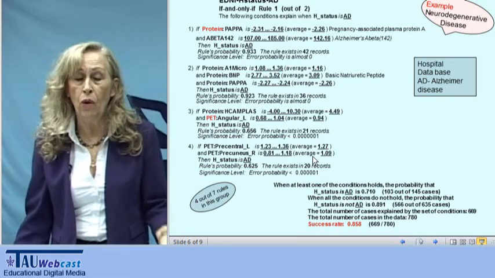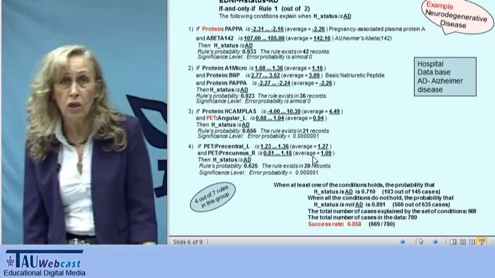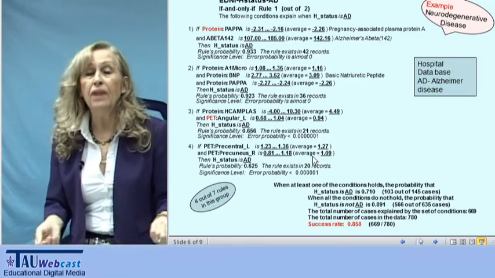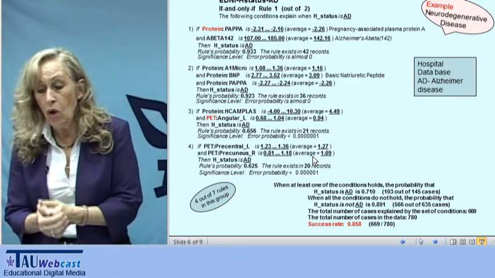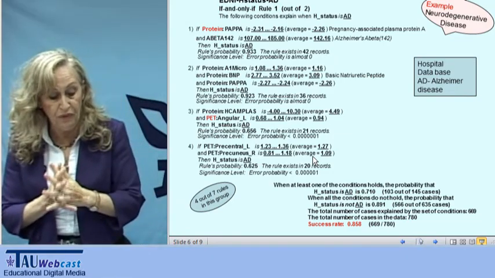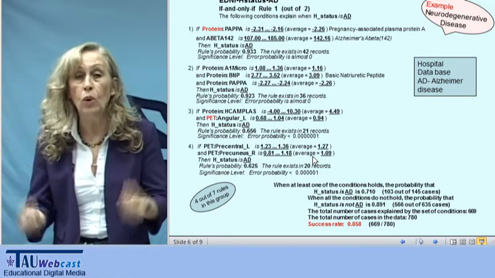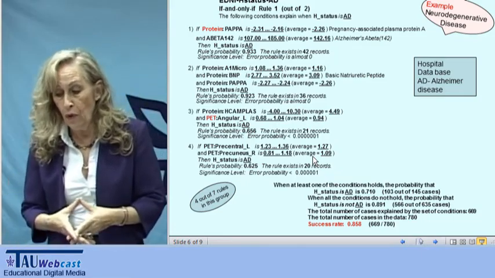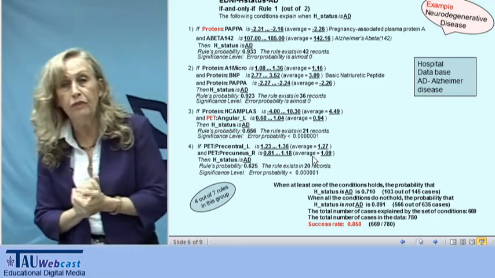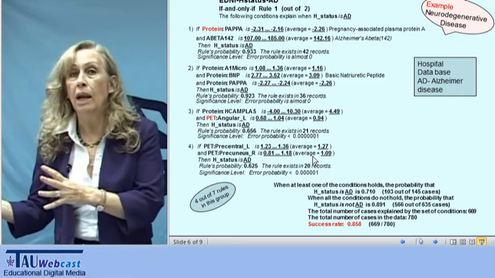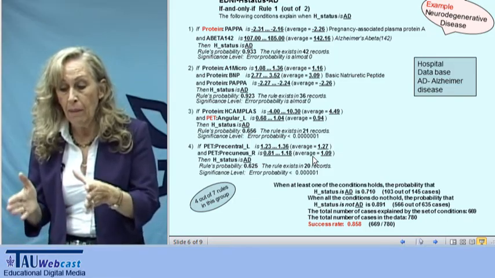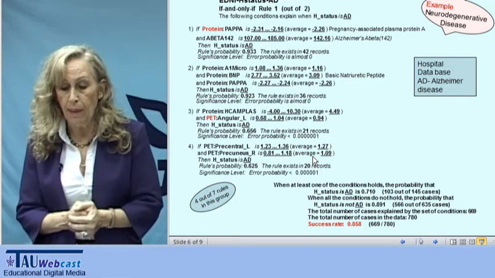As I said before, I didn't get any toxicological data, so I took data that I analyzed before. In this case, it's neurodegenerative disease, where I looked for markers for Alzheimer's disease versus MCI, mild cognitive impairment, and normal patients. This data was analyzed utilizing our data mining tool.